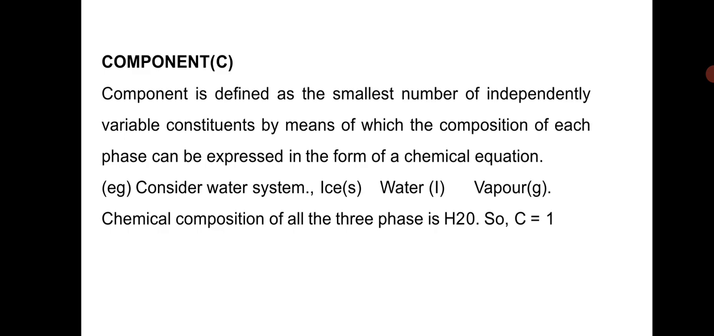Similarly, let us take the sulfur system. Sulfur exists in four phases, namely rhombic, monoclinic, liquid, and vapor. Even though it exists in four different phases, the chemical composition is only sulfur. Therefore, the component of the system is only 1.